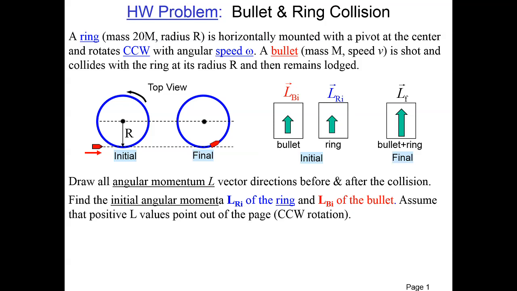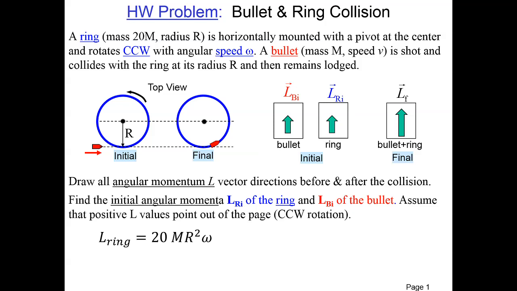Now we want to find the angular momentum of the ring and the bullet. The ring is pretty straightforward. The moment of inertia is mr squared, and the mass is 20 m, so the moment of inertia is 20 mr squared. And then we multiply that by the initial angular velocity, omega, and so we get 20 mr squared omega.